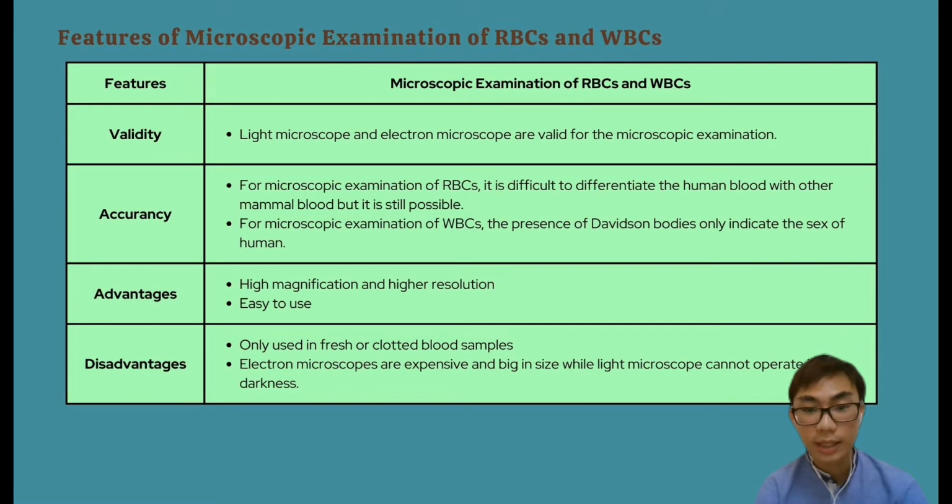However, they still have some disadvantages. Firstly, they are only used for fresh or clotted blood samples. Next, the electron microscopes are expensive and big in size, while the lab microscope cannot operate in the darkness.